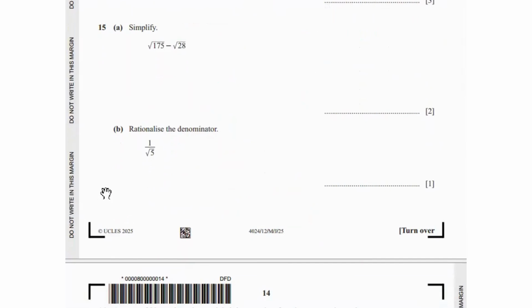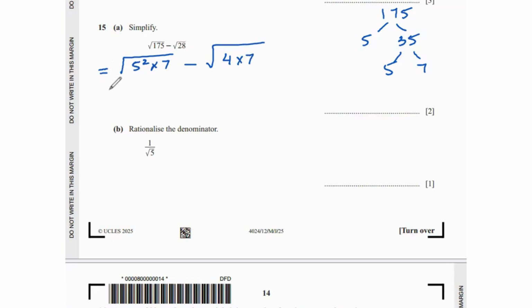Then simplify root 175 minus root 28. Begin with prime factorizing 175, which is 5 times 35. 35 is 5 times 7. So 175 can be rewritten as 5 squared times 7. And 28 is 4 times 7. 5 squared is 25, so root of 25 is 5. That comes outside. Square root of 4 is 2, so that comes outside as 2.